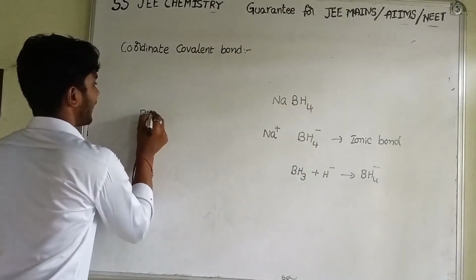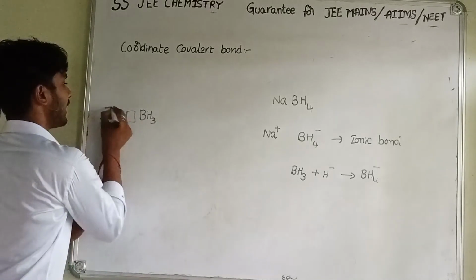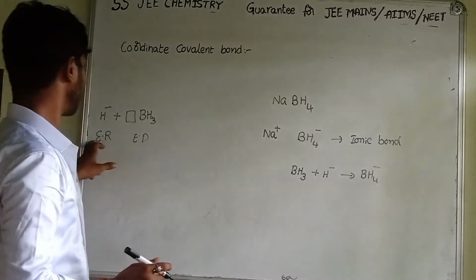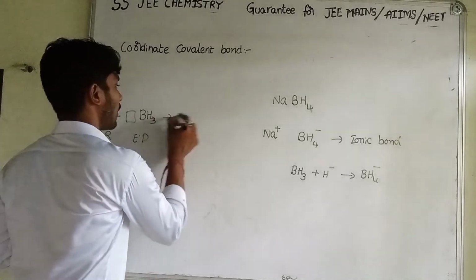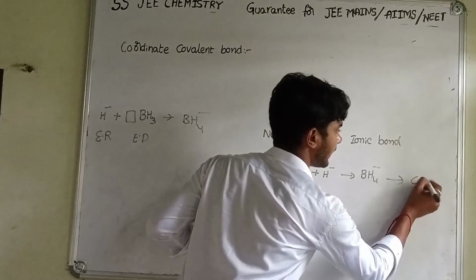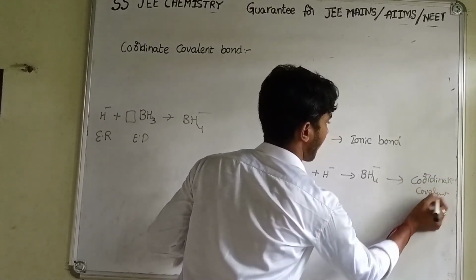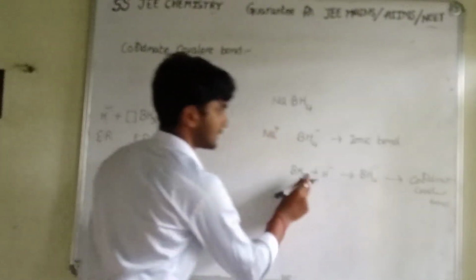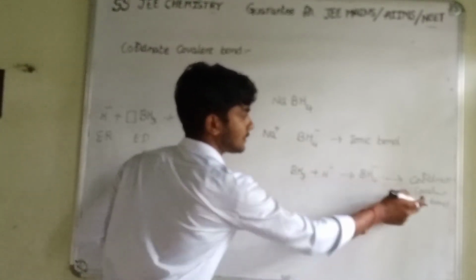Here BH3 is an electron deficient compound and H minus is an electron rich compound. Sharing of electrons between the electron rich compound and the electron deficient compound forms BH4 minus. This bond is called a coordinate covalent bond. So the formation of BH4 minus from BH3 and H minus is a coordinate covalent bond.